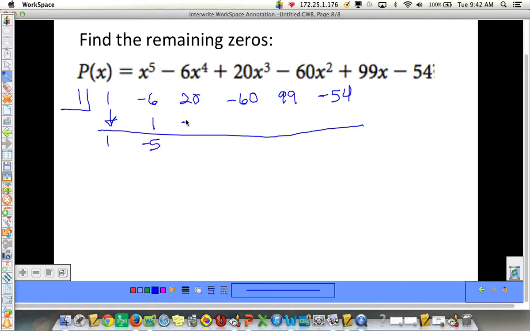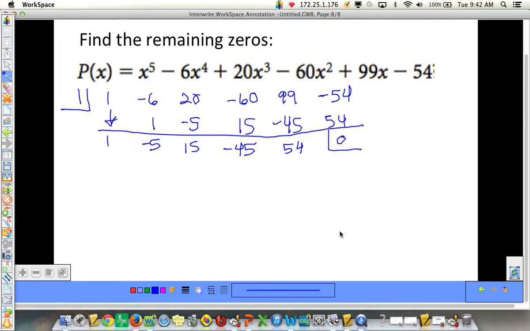Multiply by 1, you get negative 5. Add, you get 15. Multiply by 1, you get 15. Add them together, you get negative 45. Multiply. Then add those together, and you get 54. And then multiply 54 and add, you should get a remainder of 0.